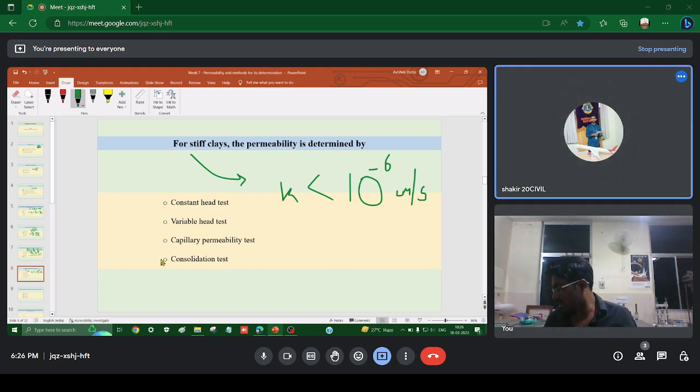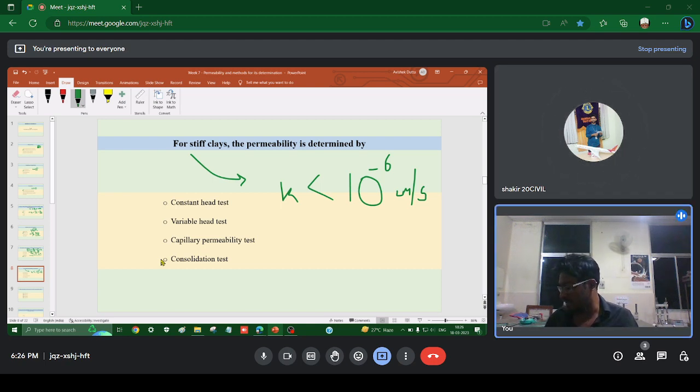Using this relationship and the consolidation test, if we know the coefficient of consolidation, the coefficient of volume change MV, and gamma W, then it will be easy for us to find the coefficient of permeability of clays. Otherwise, using a laboratory test, it will be difficult. So the consolidation test is an indirect test for only this kind of soil.